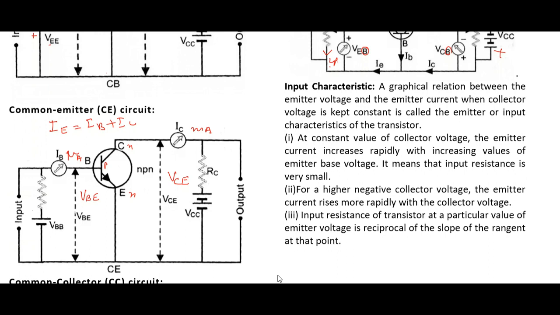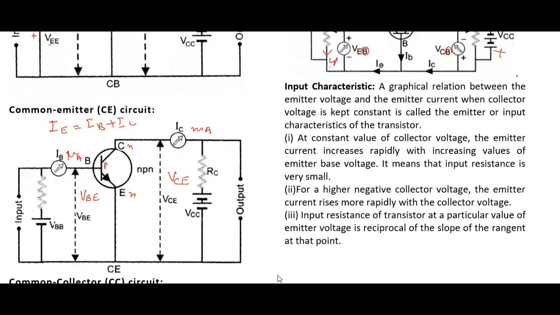Now, base emitter junction forward bias. This is P and this is N. This will be connected with the positive of the battery. For forward biasing, this will be negative. Now, hypothetically assume that we have got PNP. If this is PNP, then this end has to be connected with the positive of the battery. We may have a PNP circuit in future.